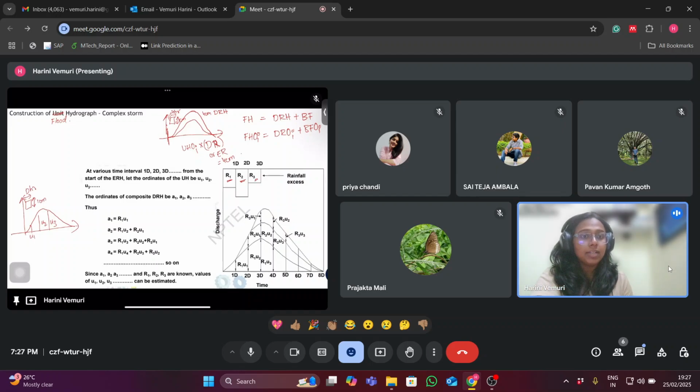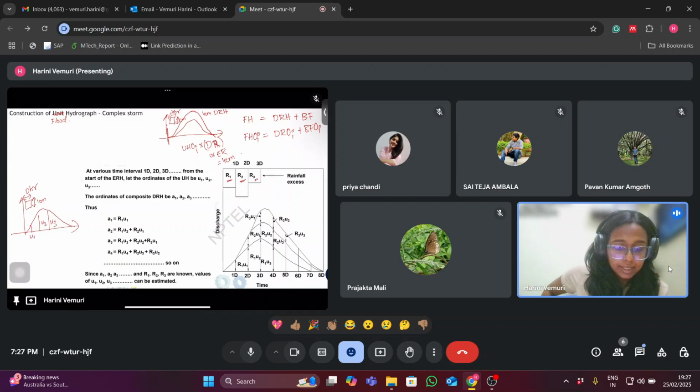Then to develop a flood hydrograph for a complex storm, first, using the principle of superposition, we can add up different direct runoff hydrographs. To develop the direct runoff hydrograph for the R1 excess rainfall event, we will multiply the ordinates of the unit hydrograph by R1. You can see R1 U1, R1 U2, R1 U3. We multiply each ordinate of the unit hydrograph by R1 and plot a direct runoff hydrograph. Then after D hour, there is a rainfall event of R2 excess rainfall, so we have to start the next hydrograph from the D hour.